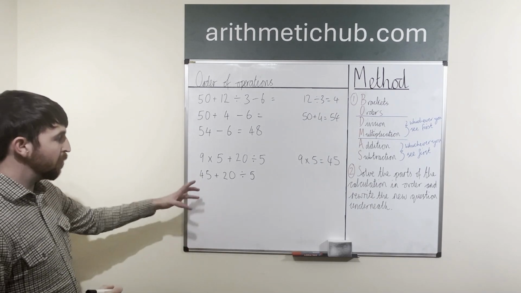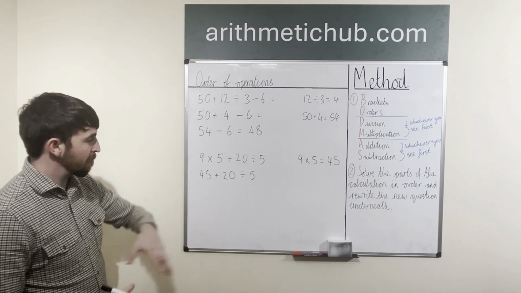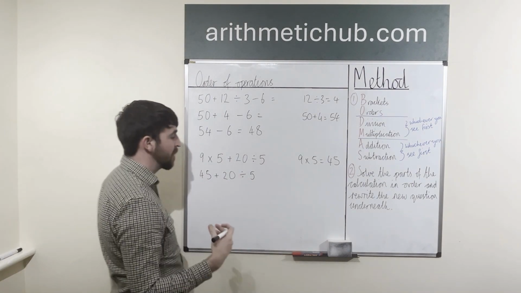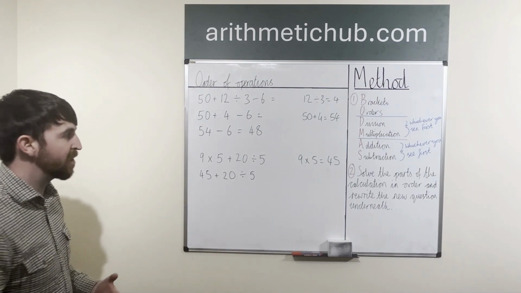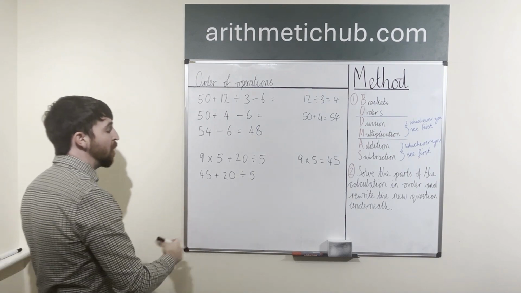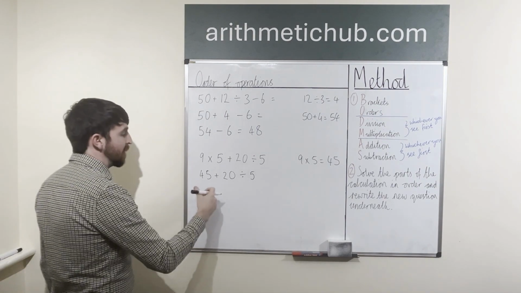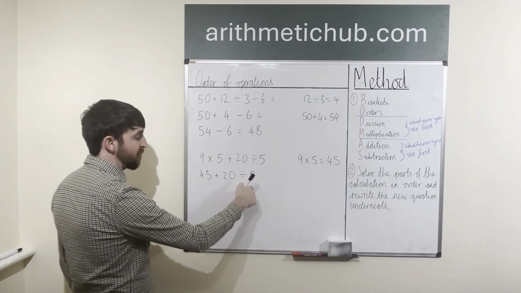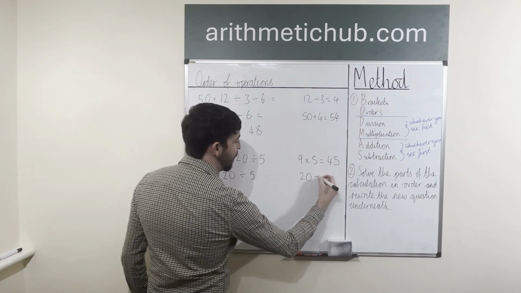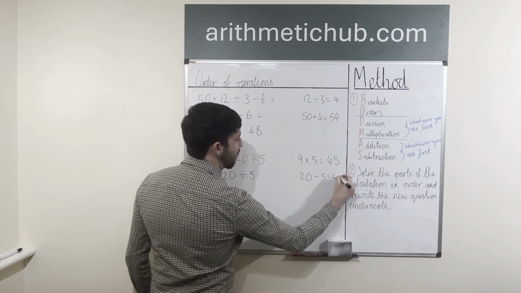The next thing I would do is think, right, okay, what operations do I now have to do? So I've got an addition to do and I've got a division to do. Which of those comes first? Well, I know division comes before addition, okay? So the value of division is higher than the value of addition. So what I would need to do is I would need to do 20 divided by 5 first. 20 divided by 5 is going to give me 4.